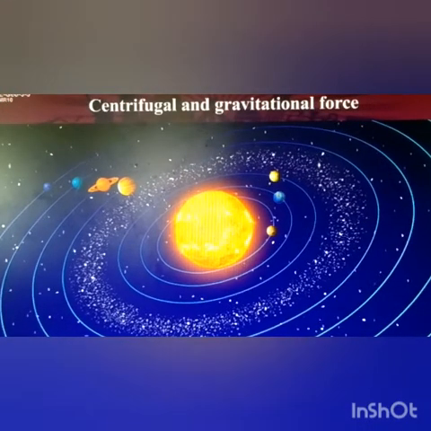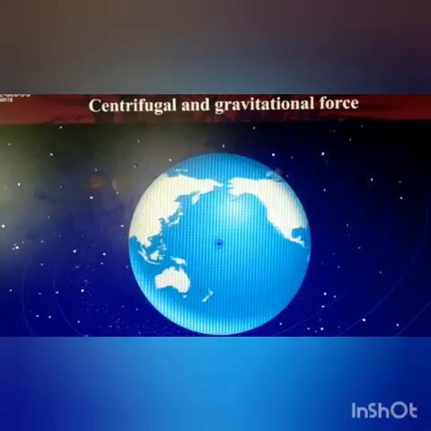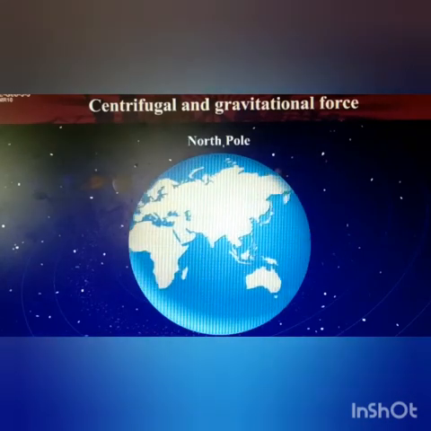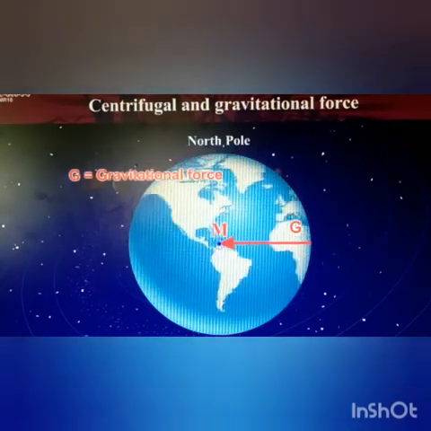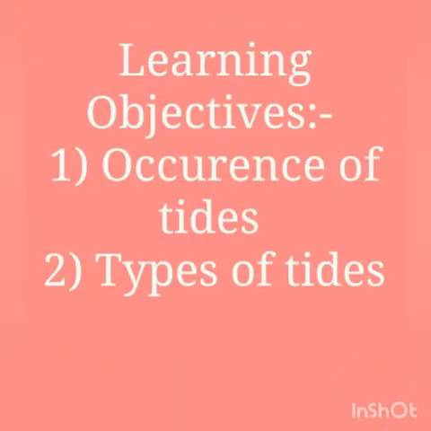Next we studied the centrifugal force and the gravitational force. Centrifugal force means the force that works away from the center, and gravitational force means the force that works towards the center of the earth. So today we shall study occurrence of tides, that means how the tides occur, and two main types of tides, that is the spring tide and the neap tide. Now let us go ahead.